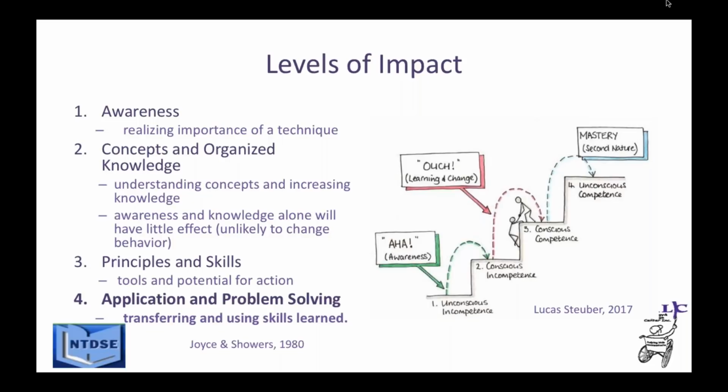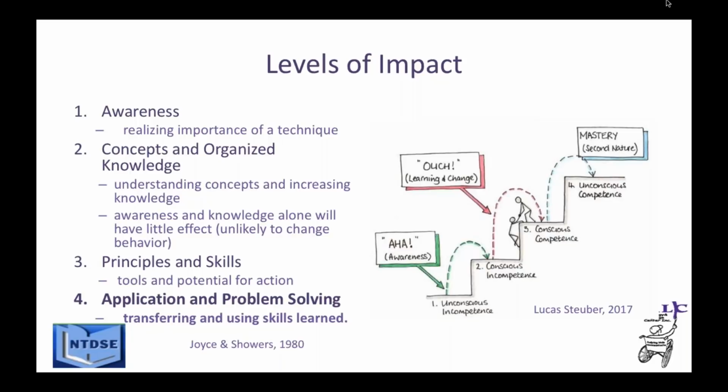because I think it's a very perfect illustration to point out these different levels of impact. This is actually by Lucas Stuber, so I do appreciate this graphic by him. The first stage, he says, is unconscious incompetence. So people don't know what they're doing, but they're not aware that they don't know. But then they get to that aha, they get to that awareness level.